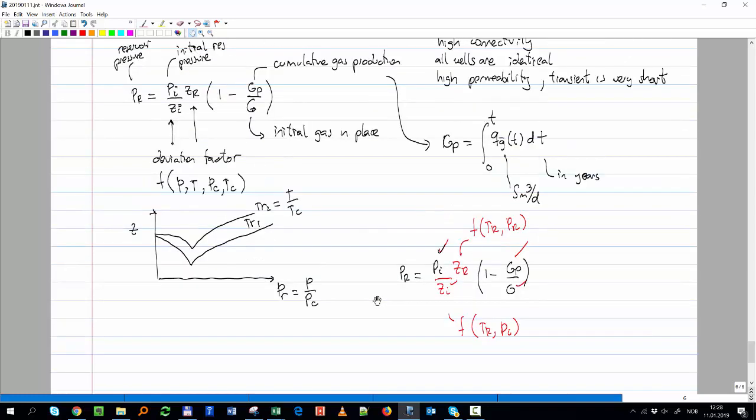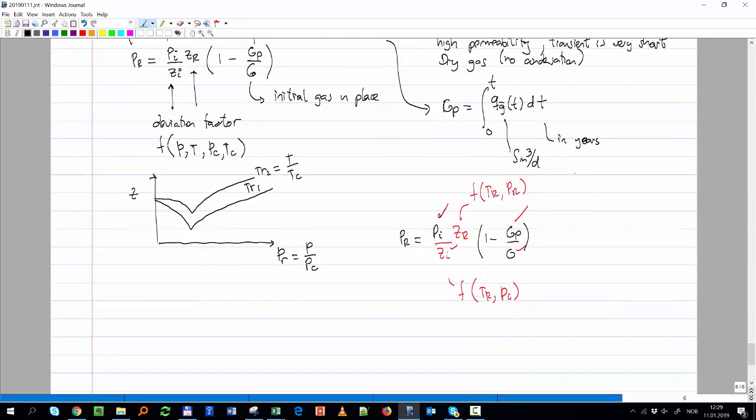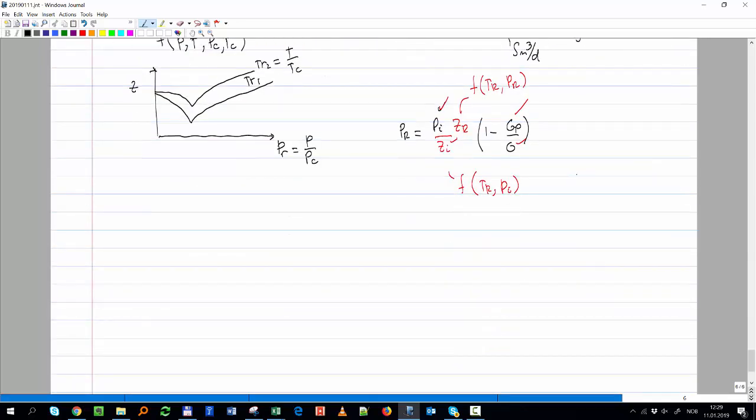But with that simple equation, another consideration is that we are talking about dry gas. Dry gas means there is no condensation coming out of that gas. No condensation, no liquids. Now, that's one equation, and you see more or less how we use it.